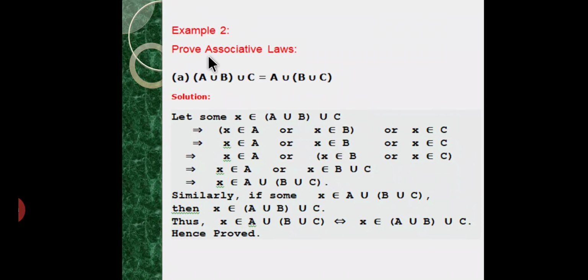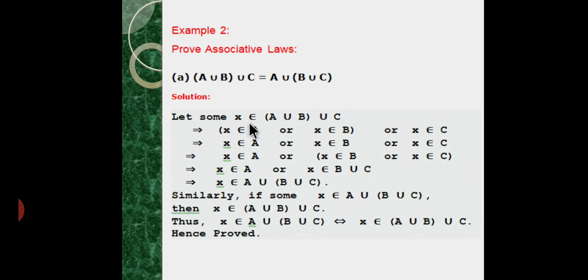So next law, the associative law. In that, first one, A union B union C is equal to A union B union C, with different groupings. We have to consider an element belonging to the left side, and prove that the element also belongs to the right side. From that we say that the two sides are equal.